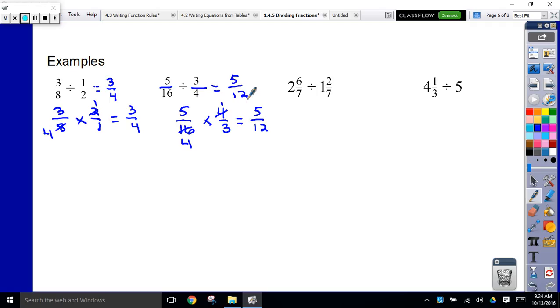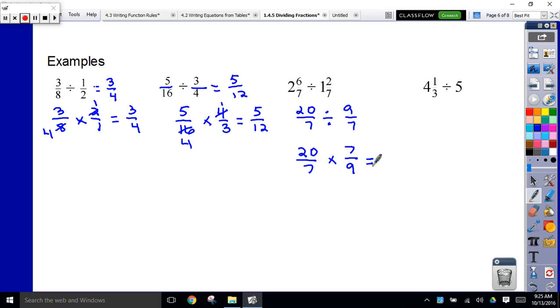So let's do our horseshoe method. 7 times 2 is 14. 14 plus 6 is 20. So I have 20/7 divided by 7 times 1 is 7 plus 2 is 9. So I have divided by 9/7. So I'm going to write the problem exactly how it is as a division problem. Now I'm going to do the keep it, switch it, flip it thing.